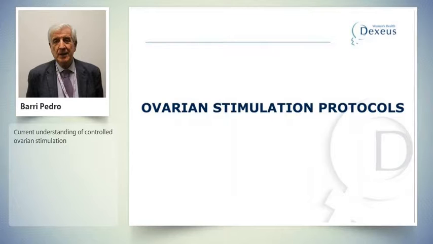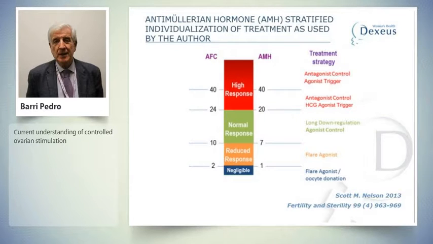How can we obtain better results with ovarian stimulation? The first point is to identify your patient. And in this graph published by Nelson some years ago, by using antral follicle count and AMH, you can select the protocol to be applied.